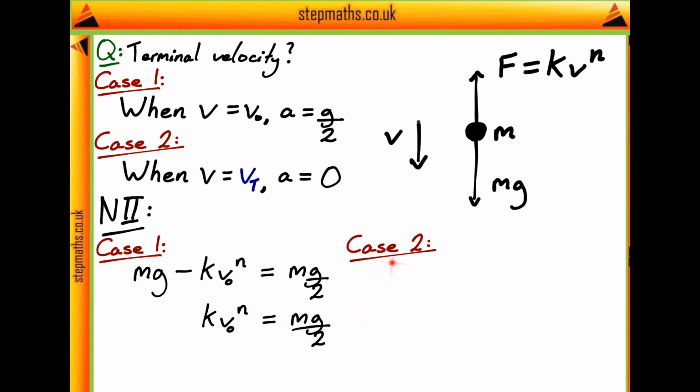Then we can do the same thing in our second case, where v is equal to vt, the terminal velocity. And then here, since our acceleration is just 0, then our resultant force is just going to be equal to 0. So the weight is just equal to the frictional force.